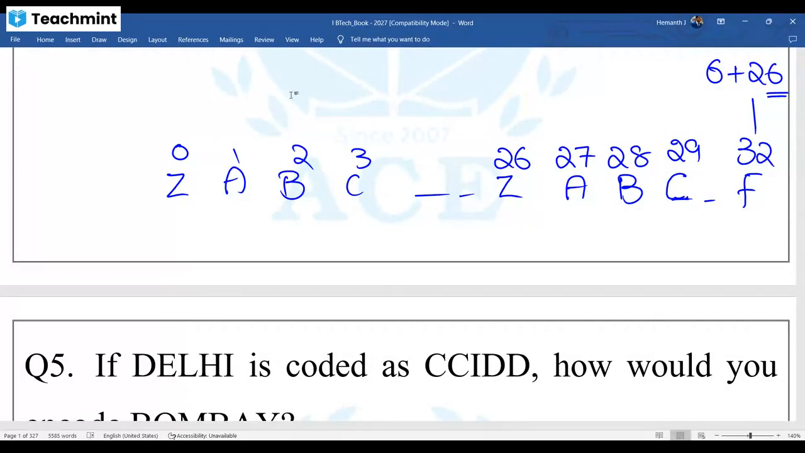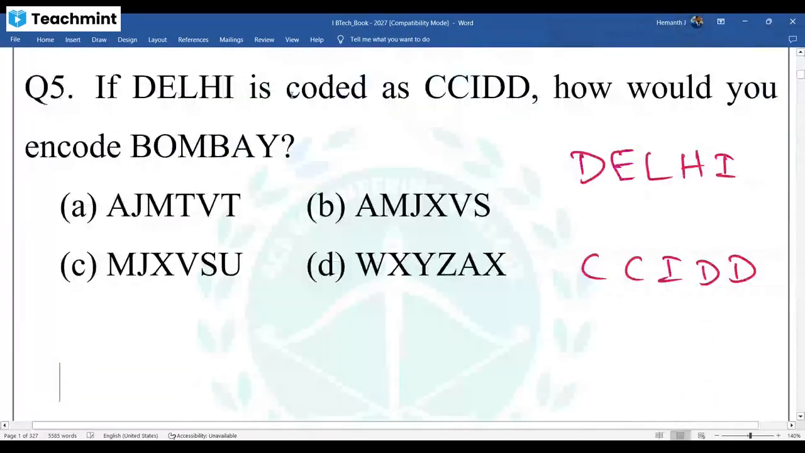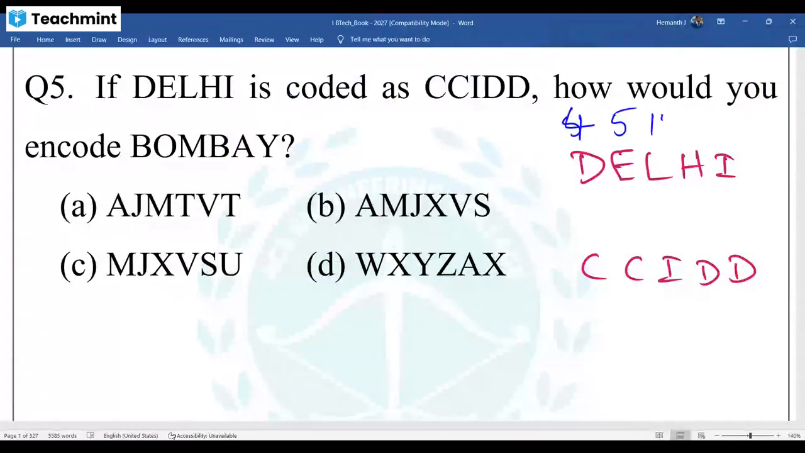This is the forward code only: A1, B2, C3 up to Z26. Sir, up to now we had clarity, but you are confusing us now. Okay, A27 like that. Which one to be taken at what stage? This is the question which will help you out. Delhi: D value 4, E value 5, L 12, H value 8, I value 9, and here it's 3, 3, 9, 4.